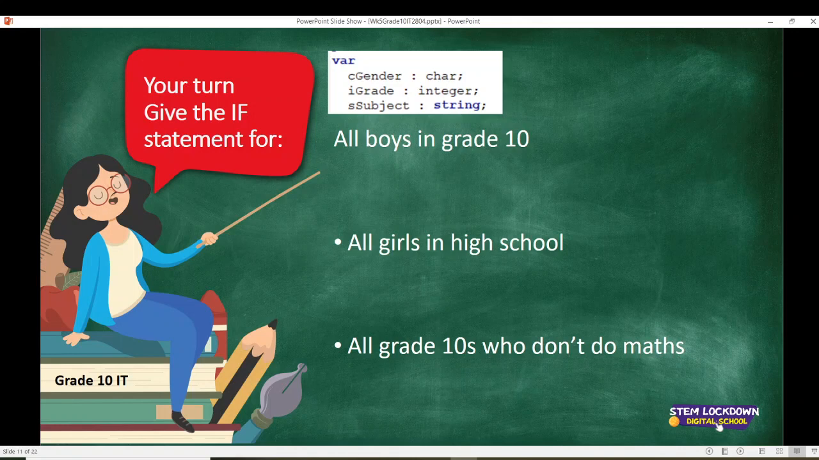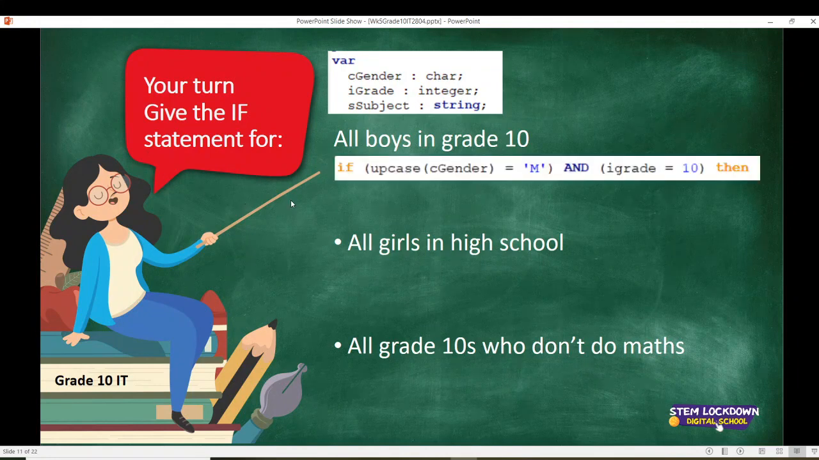So if we wanted to look at all boys in grade 10, what is your if statement going to look like? Okay, let me show you. It's going to be if uppercase C gender equals M and I grade equals 10. We want both of those to be true because we want all the boys in grade 10.